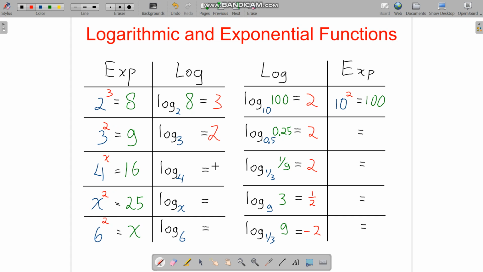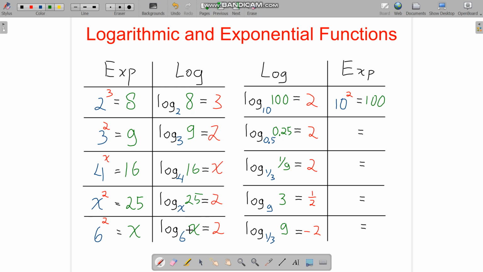So this is 2 exponent x, exponent 2, exponent 2, and the green numbers are the result of the exponential equation, which is called the argument in logarithm. Log 16, log 25, log x.